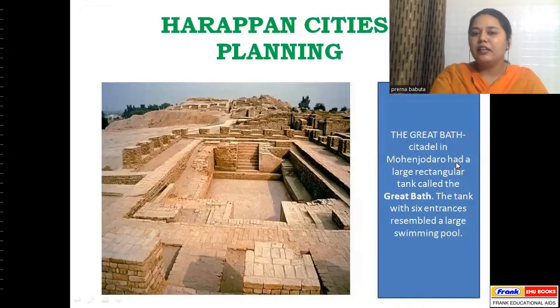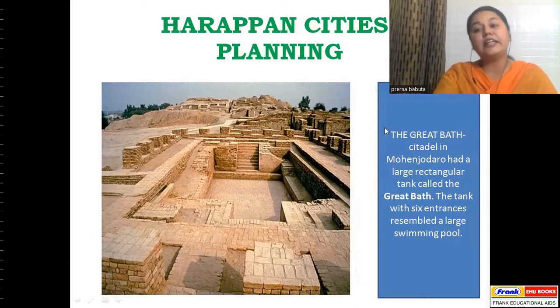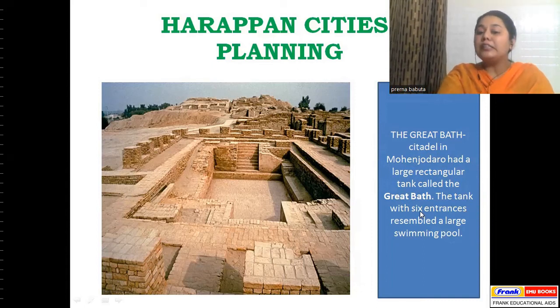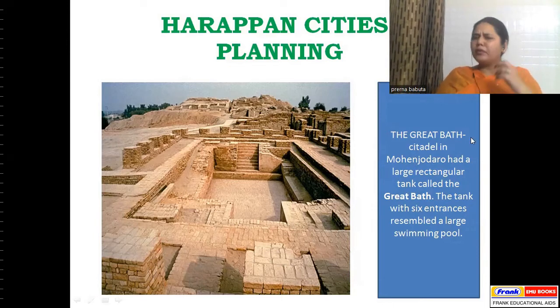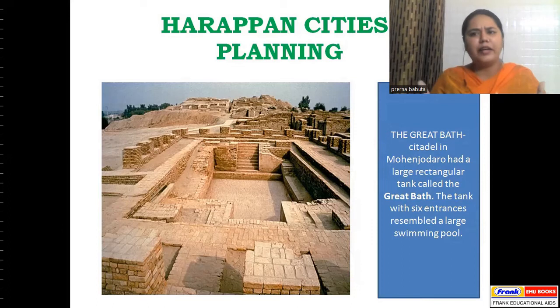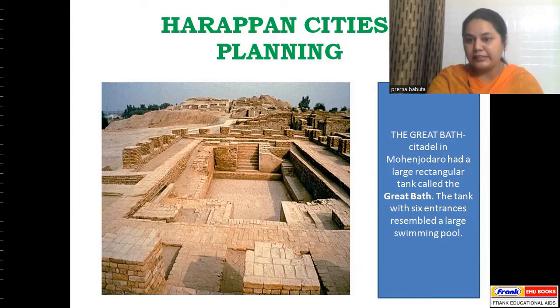See how well they have planned everything. All right. Now, another thing about Harappan city planning was the Great Bath. The citadel in Mohenjo-daro had a large rectangular tank called the Great Bath. The tank with 6 entrances resembled a large swimming pool. And we assume that this was probably used for some religious purpose or maybe for some entertainment purpose. And maybe, it's just an assumption, it was also used so that some water can be here, which people can use if the need arises.